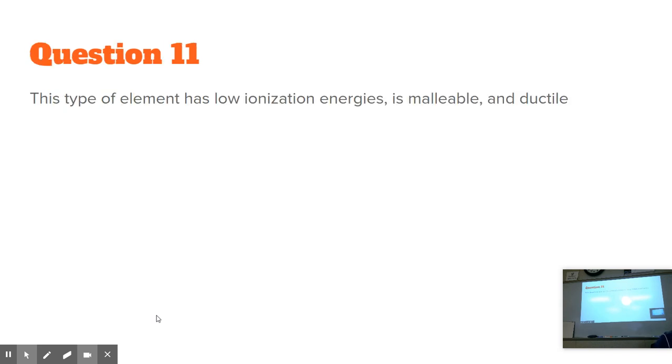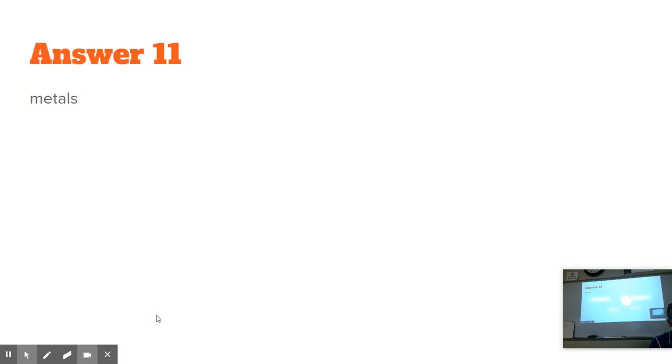Oh, we do have one more. Next question. This type of element has low ionization energies, is malleable, and is ductile. Think about that and how you would respond. If you said metal, you win the prize. That's from when we started talking about group trends towards the end of the chapter, where we compared metals versus non-metals. That's where it comes from. And that's the last one.